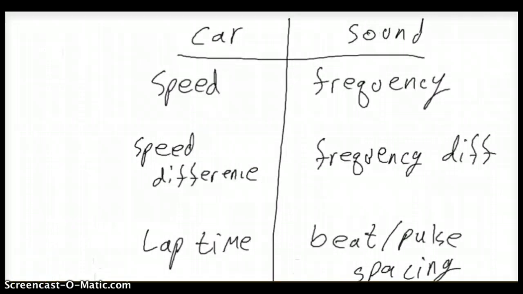And now we need to know how the car is related to sound. So this chart that you have made is for a car and the sounds. When we are talking about speeds and sounds, the speed will be the frequency. And when we're talking about the difference of the speed, in sound that will be the frequency difference. And when we talk about lap time, in sound it's either the beat or the pulse spacing.